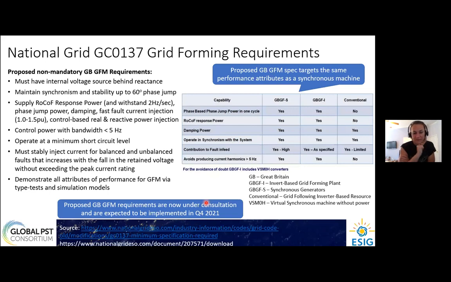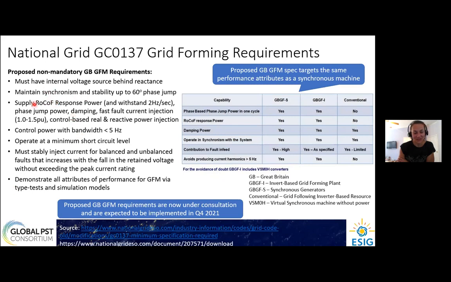So that specification for virtual synchronous machines, that one was... That doesn't matter, just in front of the table, so it's easy to see. Yeah.